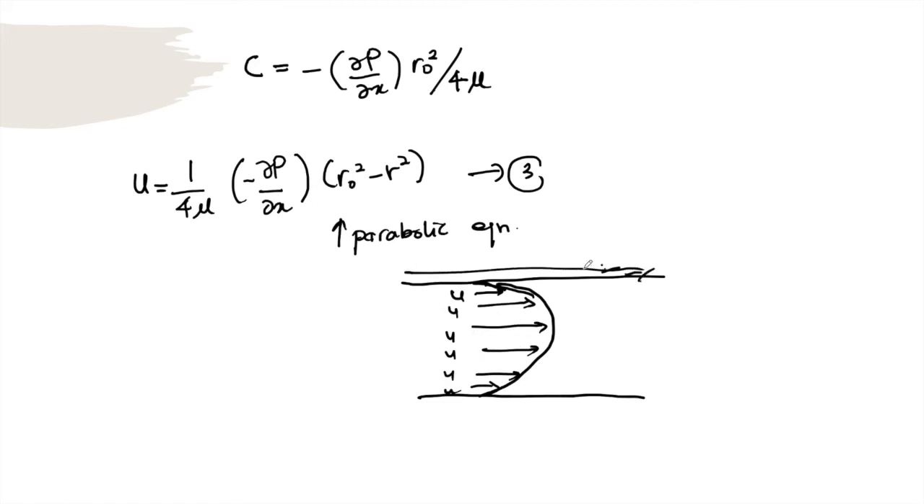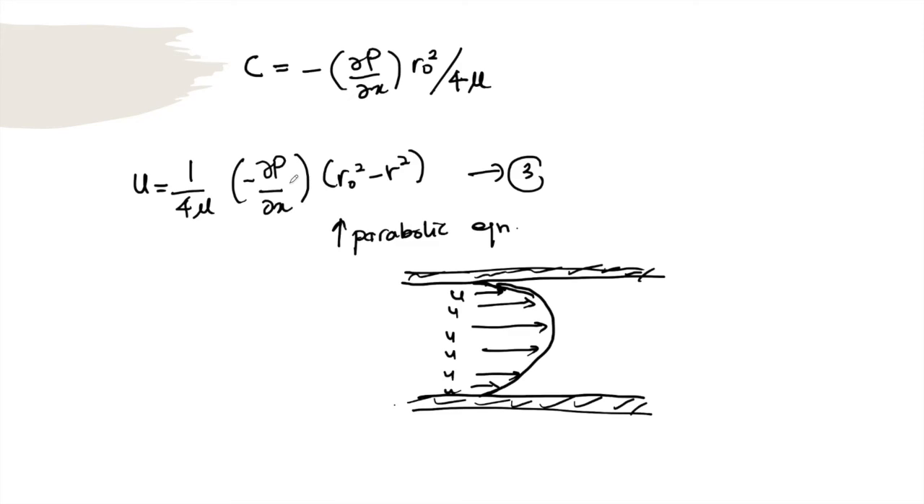So this is the pipe, and it will form a parabolic shape, and this is the parabolic equation. So from the equation, we can actually calculate the maximum velocity, because we know that at the center of the pipe, if we draw here, at the center of the pipe, u is maximum.